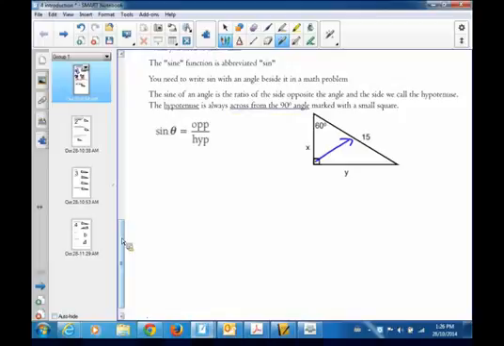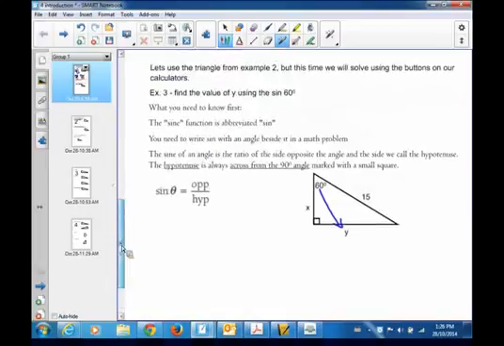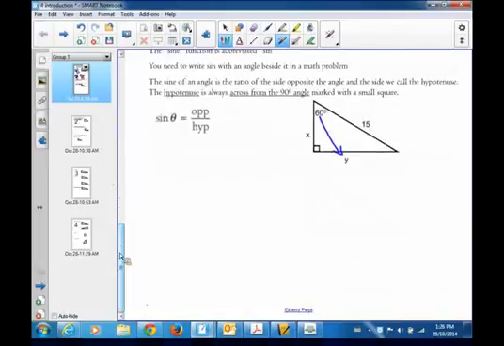Now, I think the word opposite we're all familiar with. That's not too mathematical. The sine of an angle, so in this case 60, is the opposite side. And that's y in this case. I did write down that I wanted the sine.